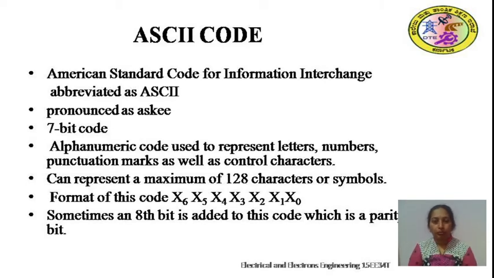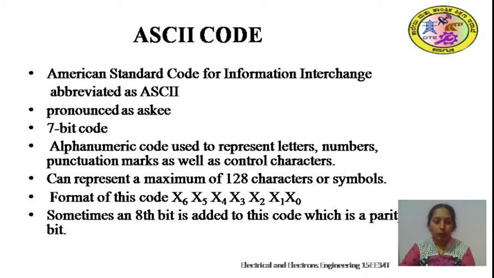Next, we will discuss two types of codes which are used to represent data. One is ASCII code. What is this ASCII? It is pronounced as ASCII code. Okay, this ASCII code is an abbreviation for American Standard Code for Information Interchange.